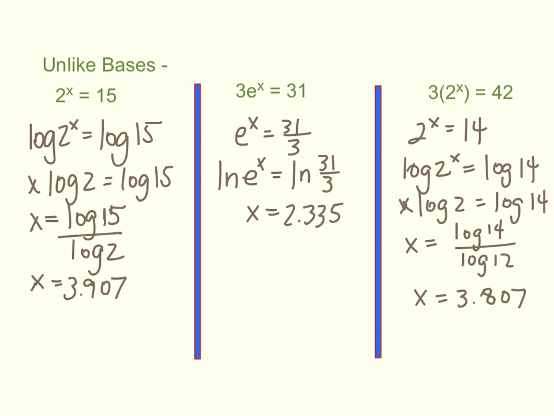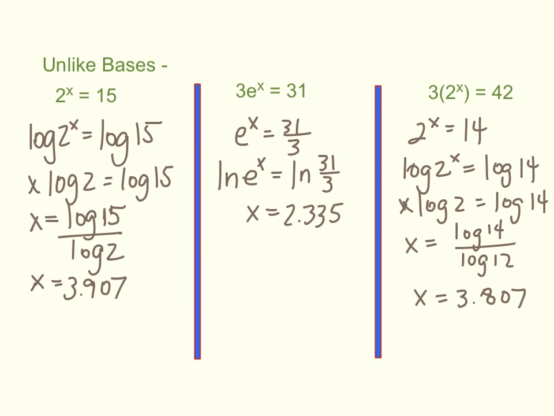And, as we talked about yesterday, the natural log acts just like log base e. So natural logs and a base of e in an exponent problem are inverses of each other. So if I have 3 times e to the x equals 31, we get the e part by itself by dividing 3 into both sides. And now we are going to take the natural log of both sides. And again, that undoes it. So we have x equals the natural log of 31 divided by 3, which is approximately 2.335.